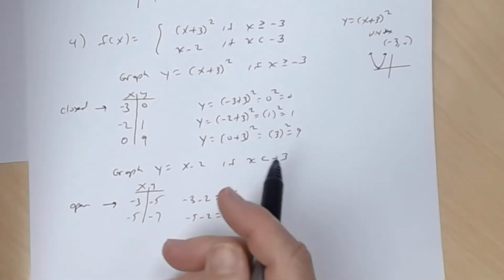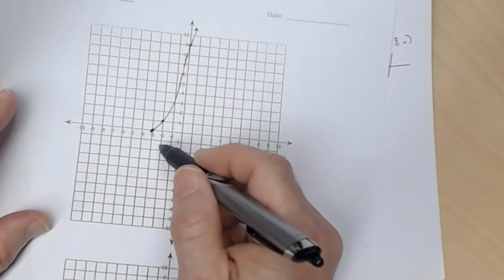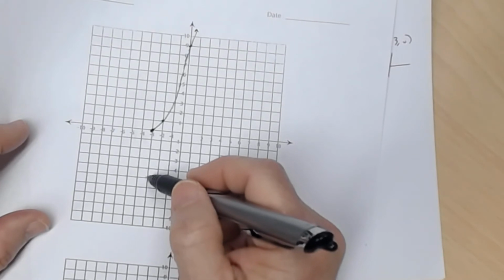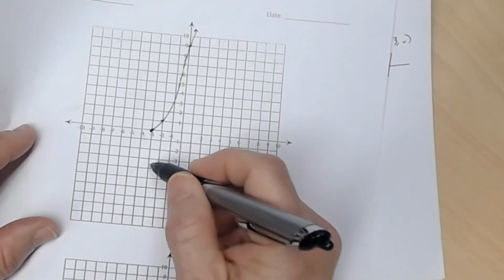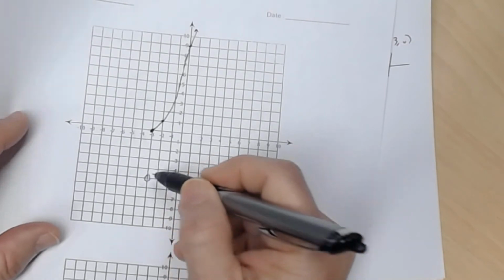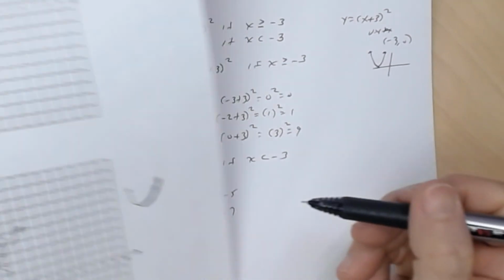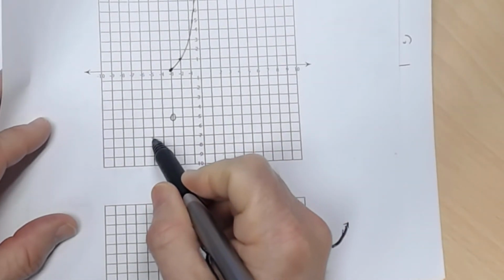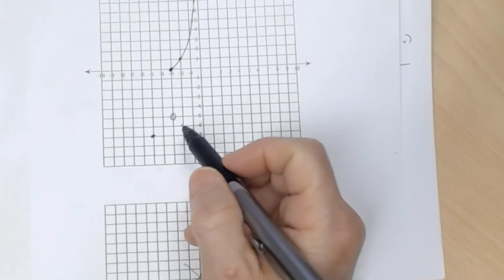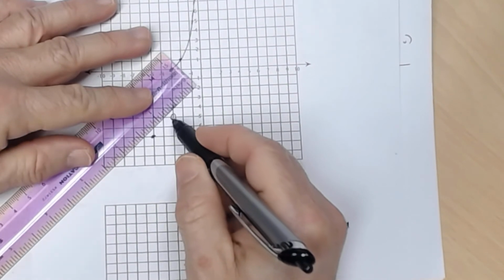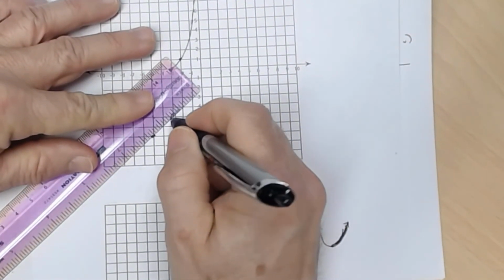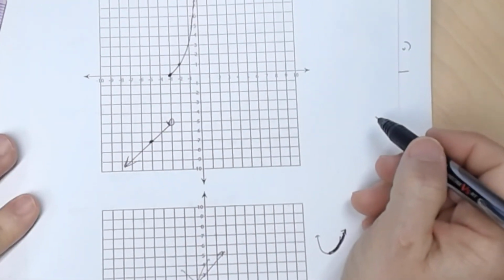So -3, -5. Now remember, here's -3, -5 right here. Don't make it closed, because it was closed for this one. It's got to be open for this one. And then the other one was -5, -7, which is here, closed. And then you draw your ray, starting here, going like this. And there's your graph.